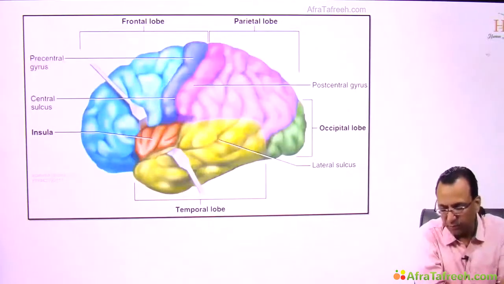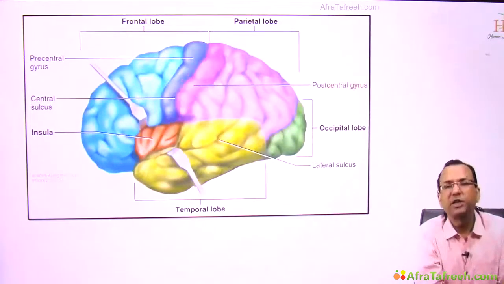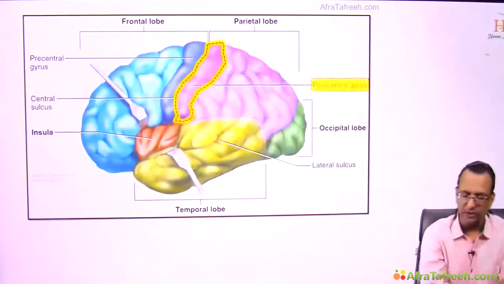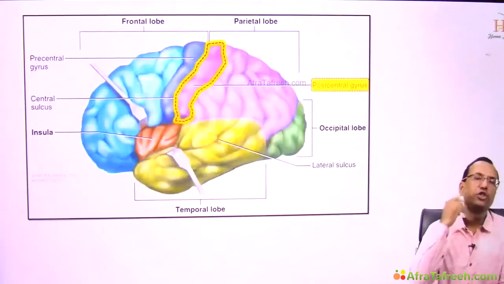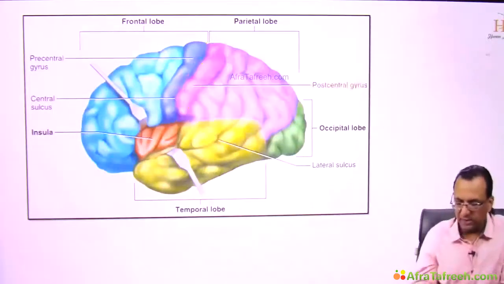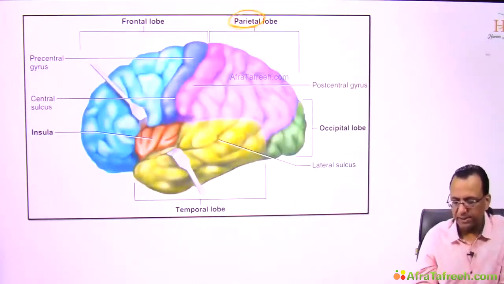Precentral gyrus. What about the postcentral gyrus? Postcentral gyrus is behind the central sulcus, and it will receive the general sensations. General sensations like touch, pain, temperature, proprioception, parietal sensory cortex. So it is coming to the parietal sensory cortex, receiving general sensations.